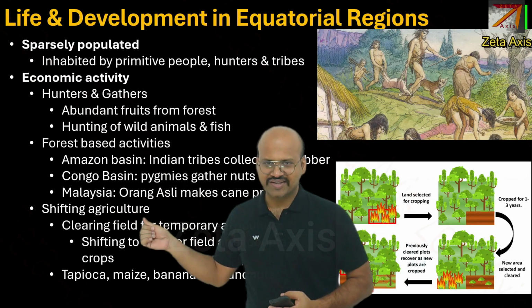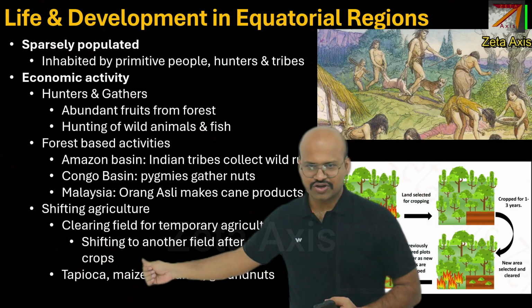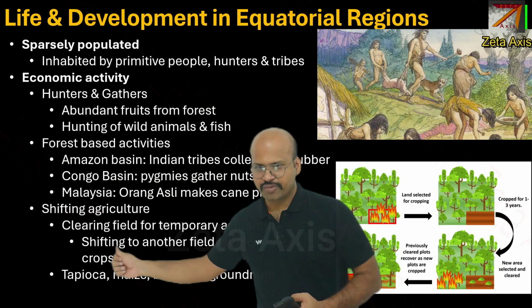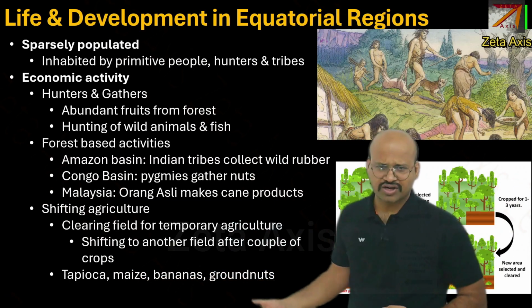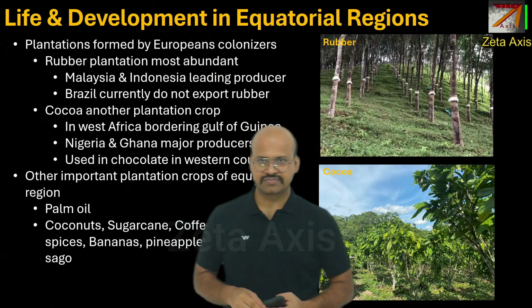So, shifting agriculture is practiced by the tribes. They clear a field for temporary agriculture, shifting to another field after a couple of crops. The examples are tapioca, maize, bananas, groundnuts. So these are the major cultivations done in these regions.